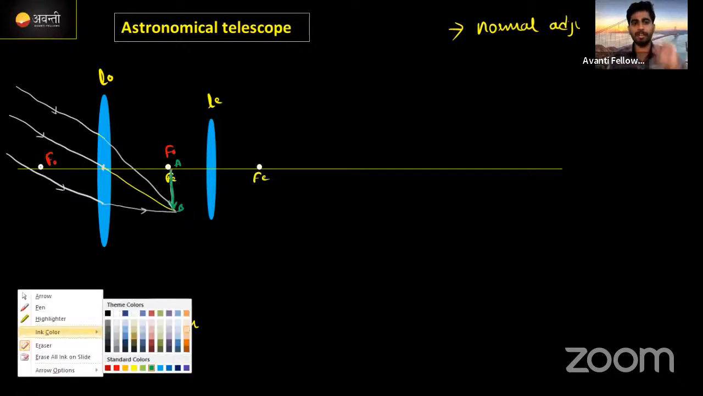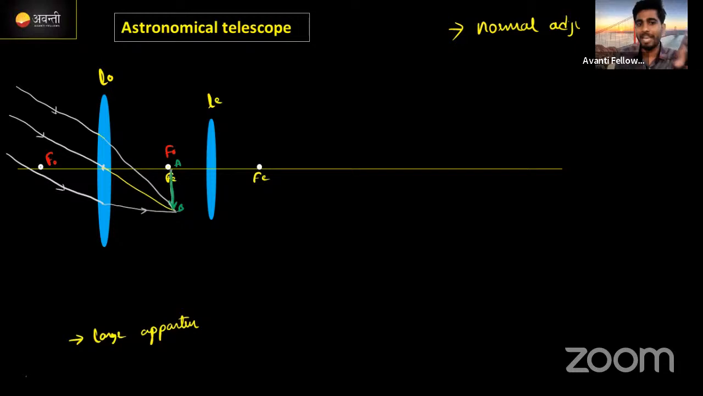Okay, now this image behaves as an object for the second lens. For the second lens, this image is the object, so again the light rays will fall on the second lens. From this object, the light will be falling parallel to the principal axis, which means it will be passing through the principal focus, correct? Now, this is the optic center 2, this is the optic center 1. Any ray which is passing through the optic center goes without deviation.